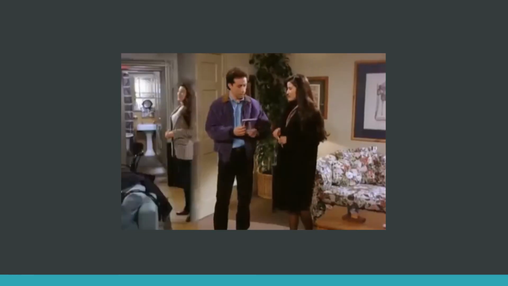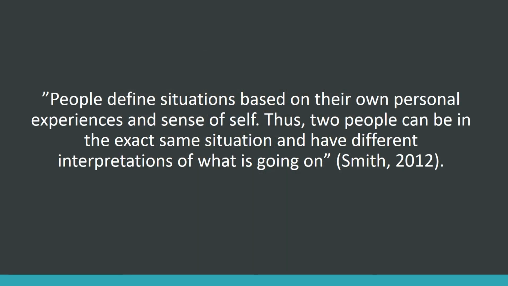Thanks. This clip illustrates many symbols that Jerry used. The different words mean different things to different people. People define situations based on their own personal experiences and sense of self. Thus, two people can be in the exact same situation and have different interpretations of what's going on. As you can see in the clips, it illustrated this very beautifully, that one person can interpret something very differently from another person.